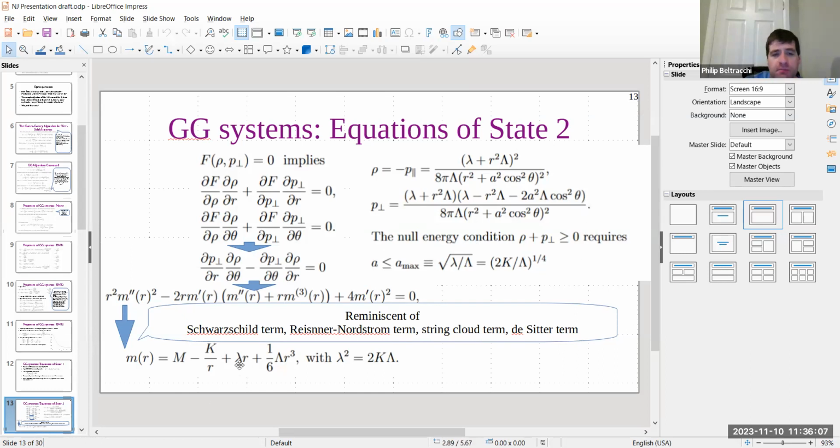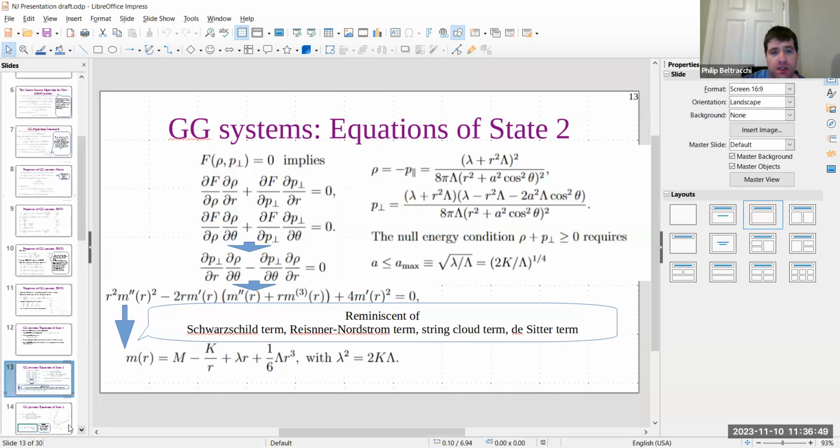Notice that if we were to set both lambdas equal to 0, we have simply a Reissner-Nordström-like mass function. So the Reissner-Nordström black hole to the Kerr-Newman black hole is one of the situations where the equation of state F of rho, p perp is satisfied. In the case of an electric field energy momentum tensor, the equation of state is actually that the density is equal to the perpendicular pressure.